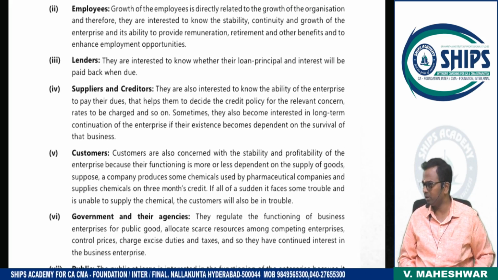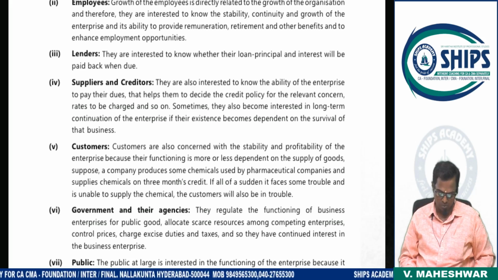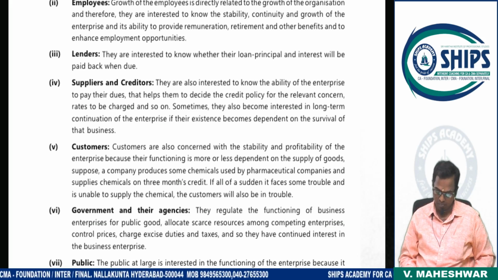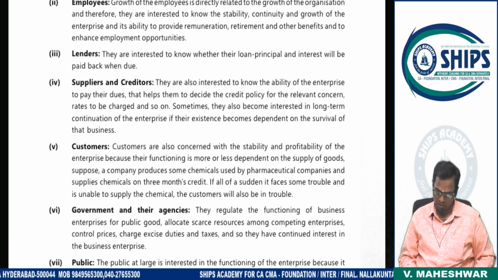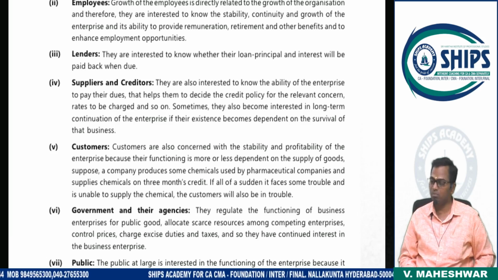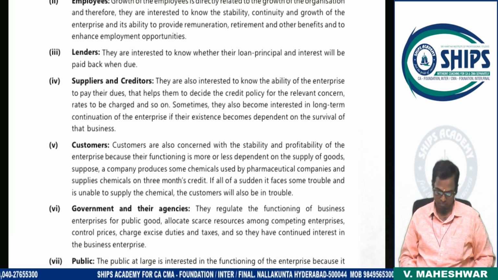Providing a raw material to a company. They're also interested to know the ability of the enterprise to pay their dues, which helps them decide their credit policy for the relevant concern, the rate to be charged, and so on. Sometimes they also become interested in the long-term continuity of the enterprise. Is their existence independent of the survival of the business? That is a supplier and a creditor.